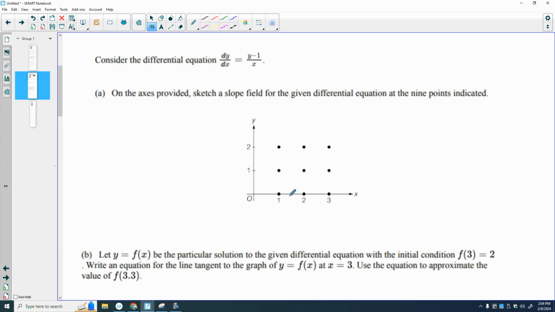Oh, sorry, those aren't x equals 0. Those are y equals 0. Whoa, I almost made a mistake. So we have y equals 0, and x is equal to 1. 0 minus 1 is negative 1. Negative 1 divided by positive 1 is a negative 1. So here we have a negative 1. Something like that. Maybe a little too flat.